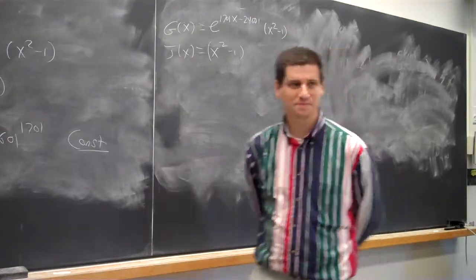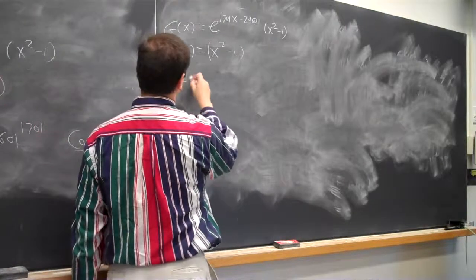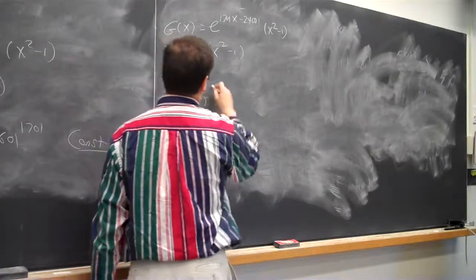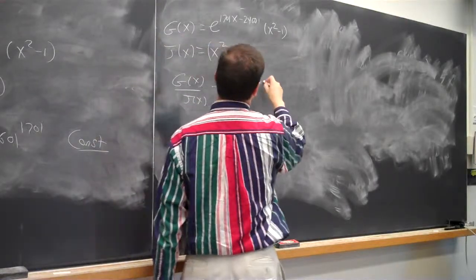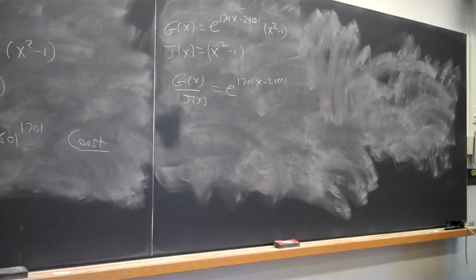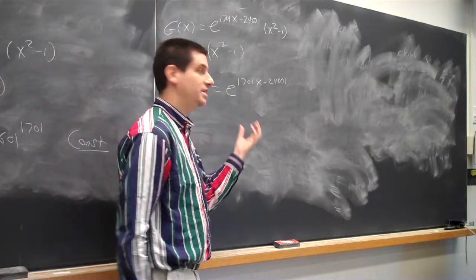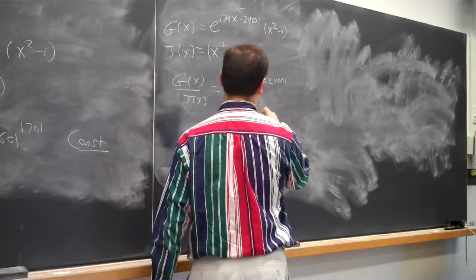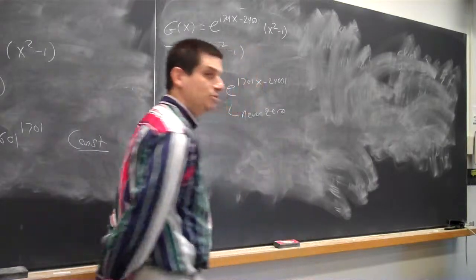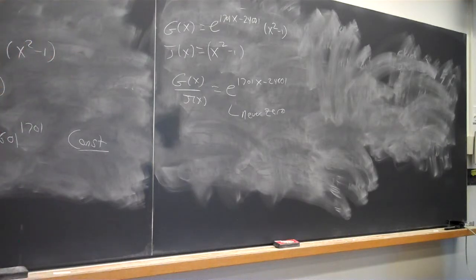Times x squared minus 1. And now, if I look at g of x over j of x, I get e to the 1701x minus 24601. This function is not constant, but it does have a nice property. What's the nice property this has? Never zero. And in fact, it's never zero even if we regard it as a function in the complex plane. So the idea is, if you know zeros of a function, you do know a lot about the function.